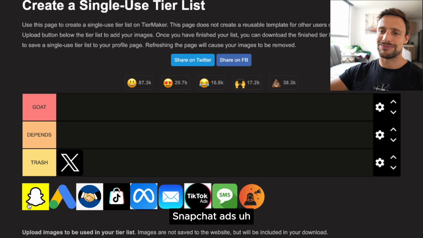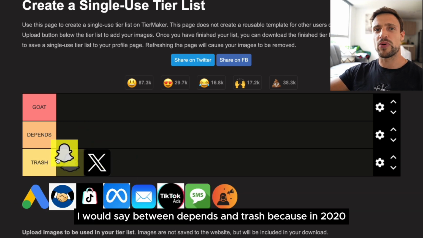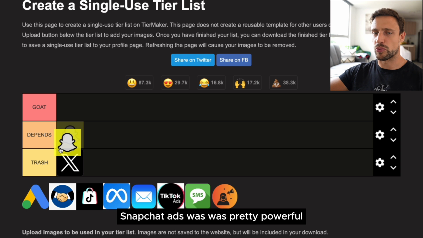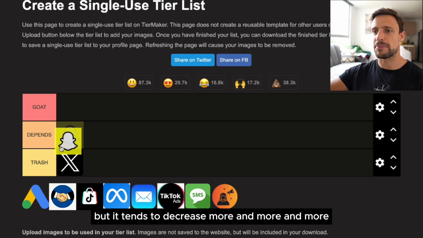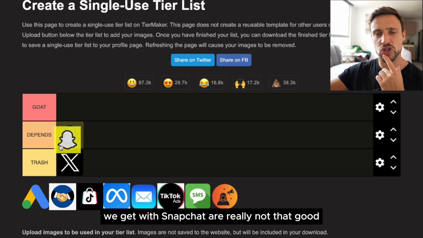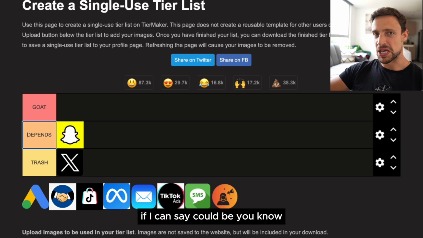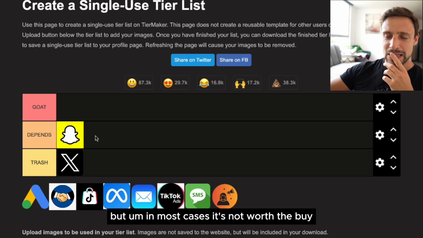Snapchat ads, I would say between depends and trash, because in 2020, Snapchat ads was pretty powerful. We made good sales with Snapchat, but it tends to decrease more and more, and the results we get with Snapchat are really not that good. So maybe for a brand or two that are really for Snapchat people, if I can say, it could be, but in most cases, it's not worth the while.